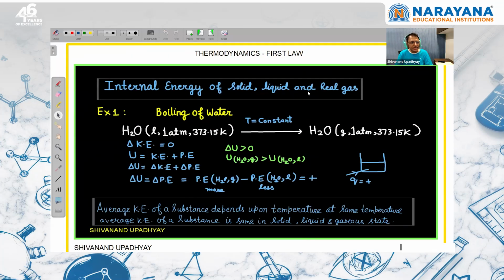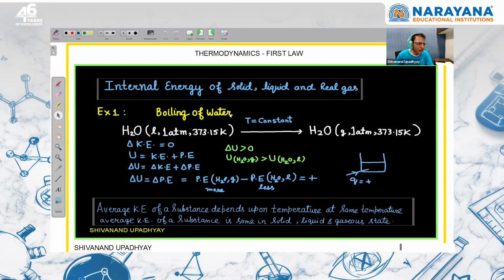Internal energy of solid, liquid and gas. So far we have studied that for an ideal gas the change in internal energy only depends on temperature. If temperature is constant, there is no change in internal energy. We are assuming that we are not changing the number of moles of the system. If we change it, because internal energy is an extensive variable, definitely internal energy will change. So for a fixed amount of the substance, we are talking about how it is going to change on changing the temperature. Now we are talking about solid, liquid and real gas.